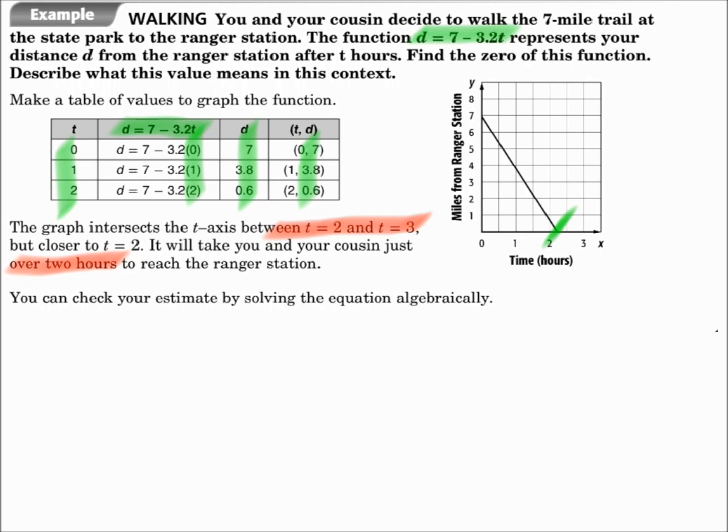So in this case, once the d, which is like the y, is 0, the t, which is like the x, is just over 2 hours. It's solved the exact same way as before. Make your table, plot your points, and find the x-intercept.